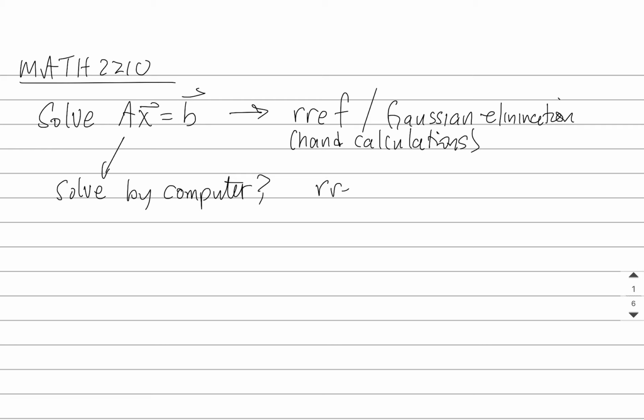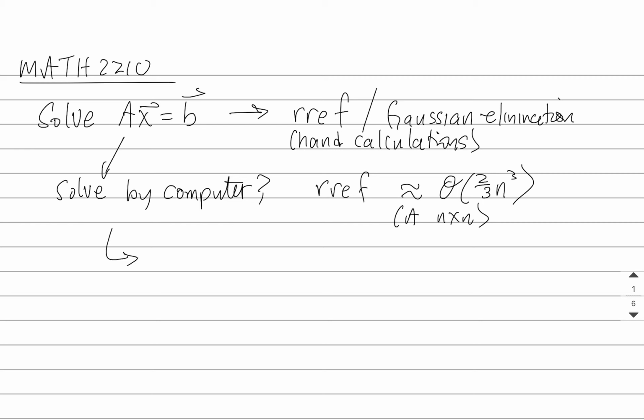Now, this row-reduced echelon form takes about, in the long run, 2/3 n cubed operations. And this is for a square matrix of size n by n. So if you have n sufficiently big, it's going to take you about that many steps as a rough estimate. Now, if you want to solve it by computer, you have to essentially train the computer how to do this process, how to do the row reduction process.